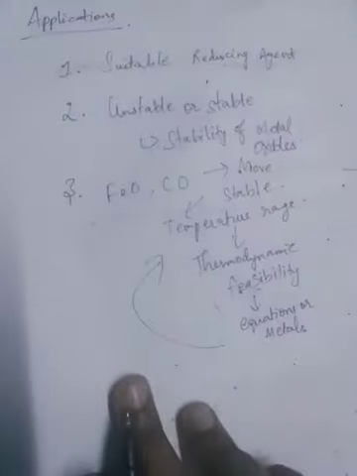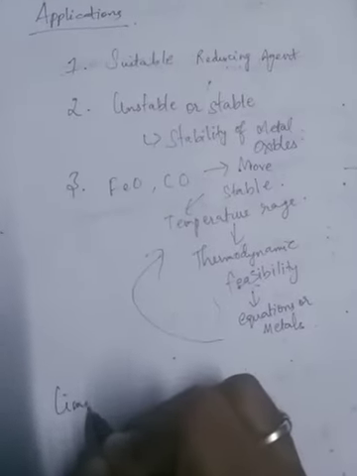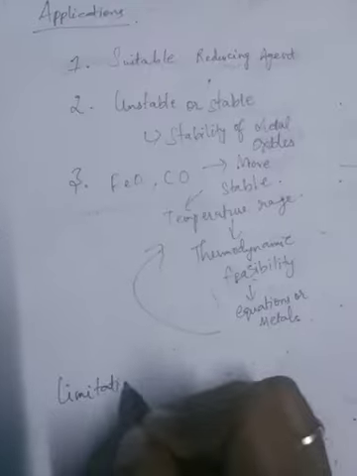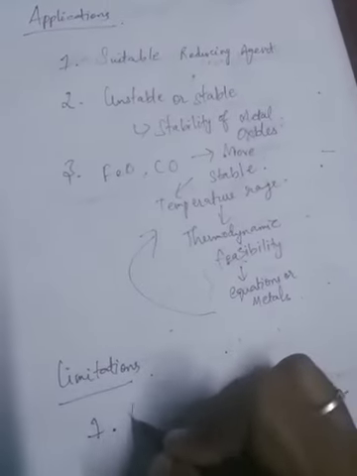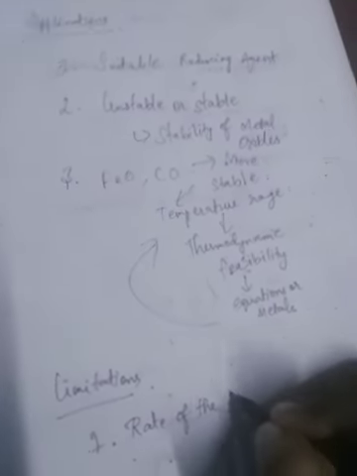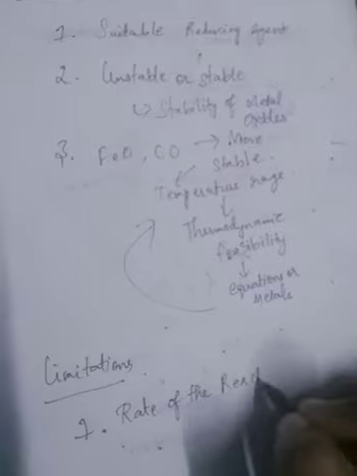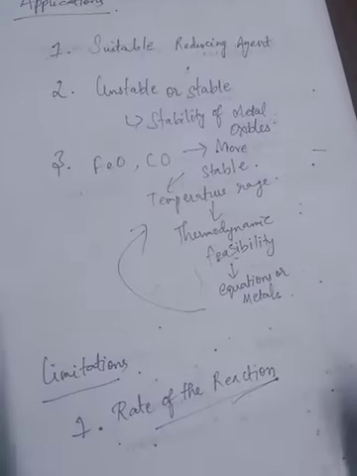These are some of the applications of Ellingham diagram, but there are some disadvantages too in Ellingham diagram. What are the disadvantages? First disadvantage, rate of the reaction cannot be found, which is a major drawback, because when we are giving some reaction, if some reaction is occurring, rate of the reaction is very very important.